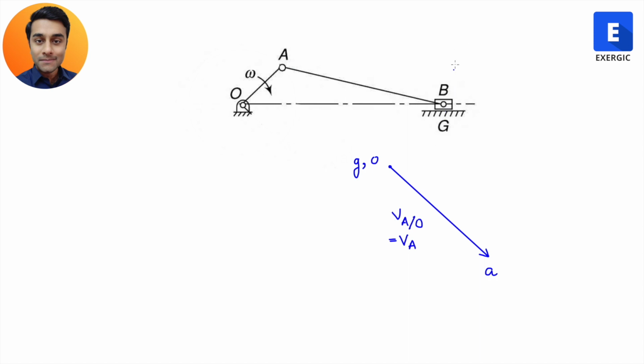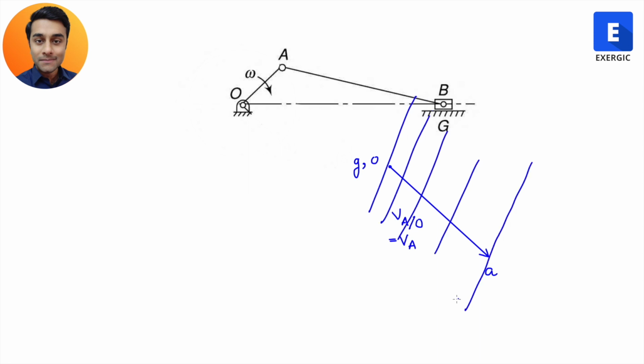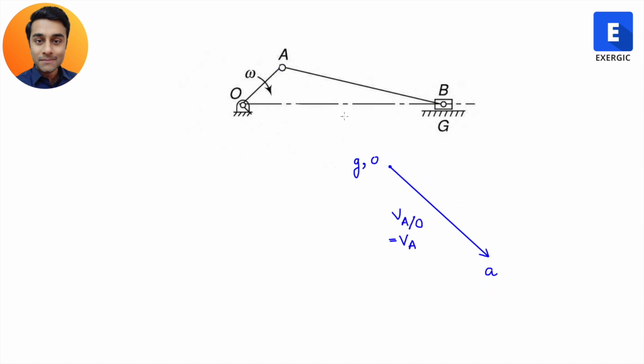Now, let's draw a line perpendicular to AB, right? And where should that line pass? Here or here or here or here or here? It should pass from here. Why? Because we are defining the velocity of point B with respect to A. So it should pass from point A and not from any other point. So we know two things about the velocity of B with respect to A. One is that since it is with respect to point A, we have to pass it from point A. And second, it should be perpendicular to this link AB.